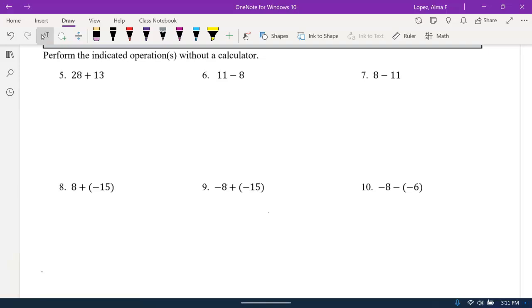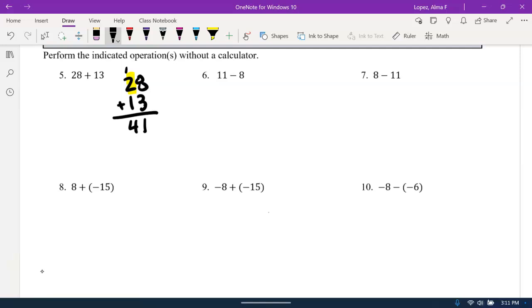If we have 28 plus 13, I'm adding them. I remember this from whole numbers. 8 plus 3 is 11. Bring down the 1, carry the 1. 1 plus 2 is 3, plus 1 more is 41.